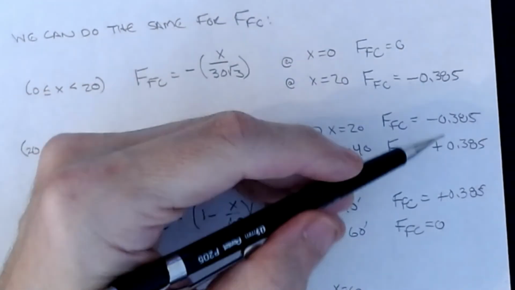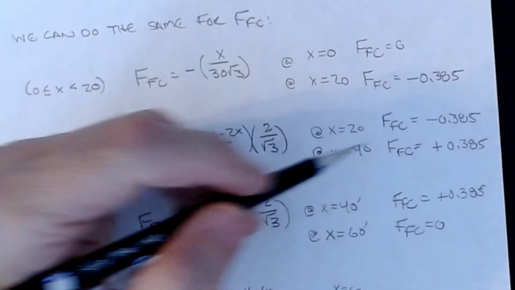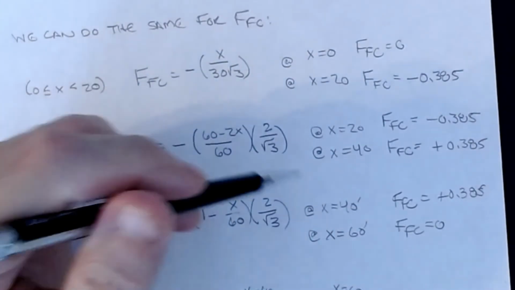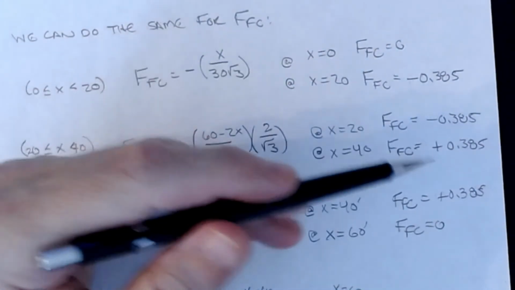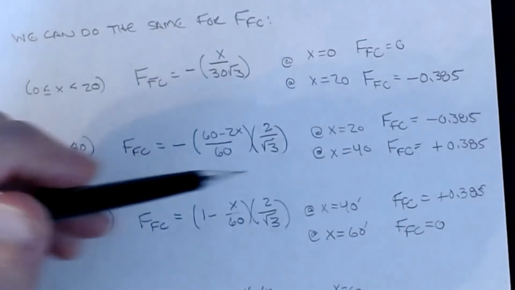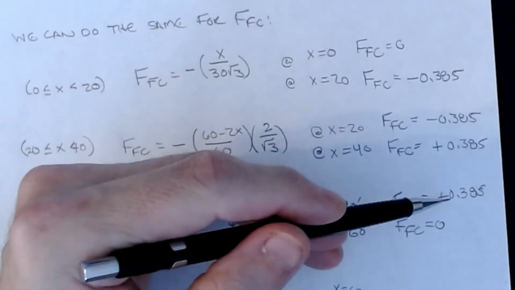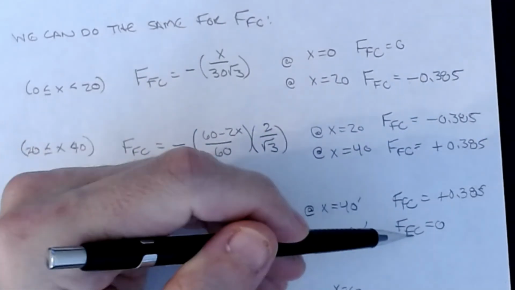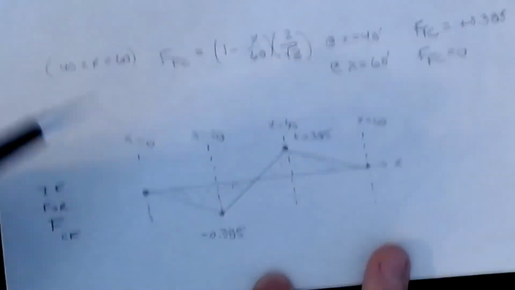When x is 20, it's a minus 0.385, but when x is 40, it actually flips signs. And so this guy goes from tension to compression depending on where the load is at on this particular member, which is kind of an interesting phenomenon. And then the last one from 40 to 60, playing the exact same game. Here's the equation. At x equals 40, I'm at plus 0.385, and then at x equals 60, I'm back to 0. And so if I plot it, the diagram for influence for FFC in this case looks something like this.